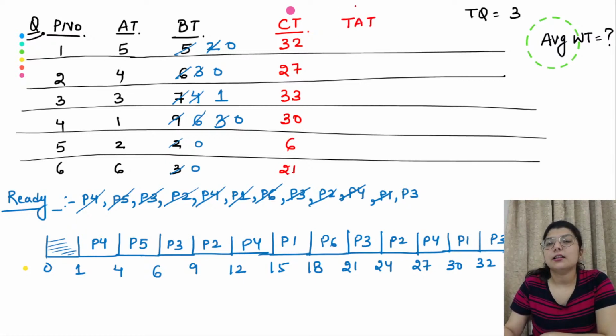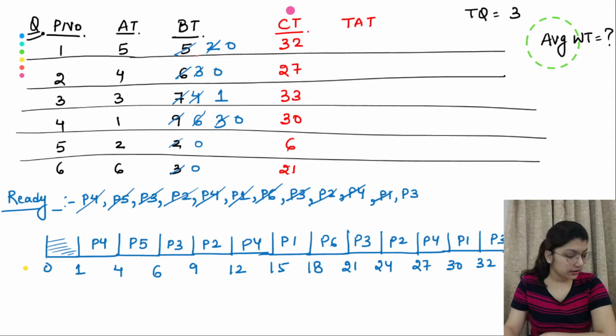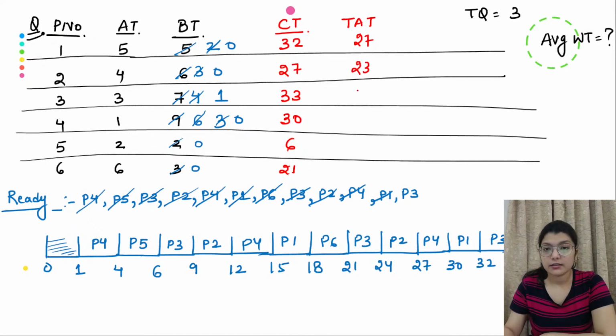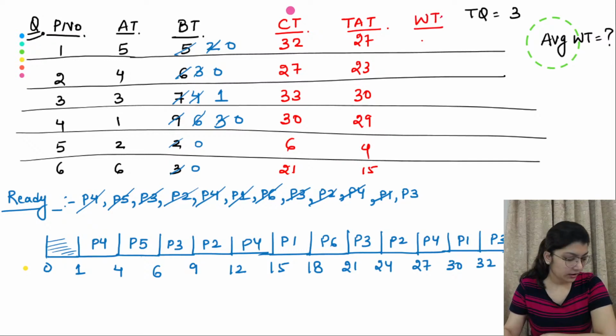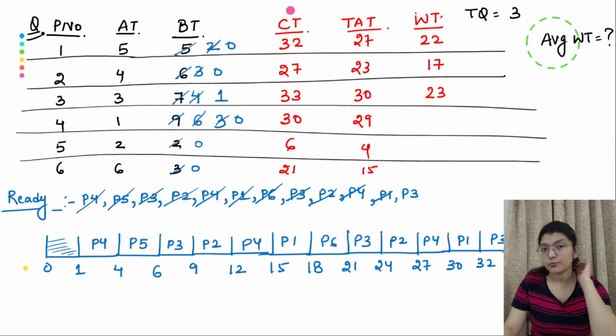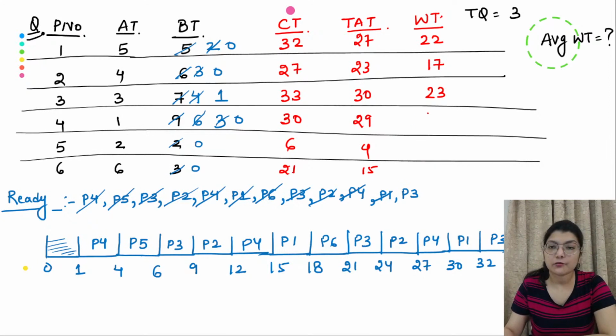Then what is turnaround time? Turnaround time is completion time minus arrival time. So this will give you 27, 23, 30, 29, 4, and 15. And what will be the waiting time? What is waiting time? Waiting time is equal to turnaround time minus burst time. Okay, so 23, 20, 2, and 12.